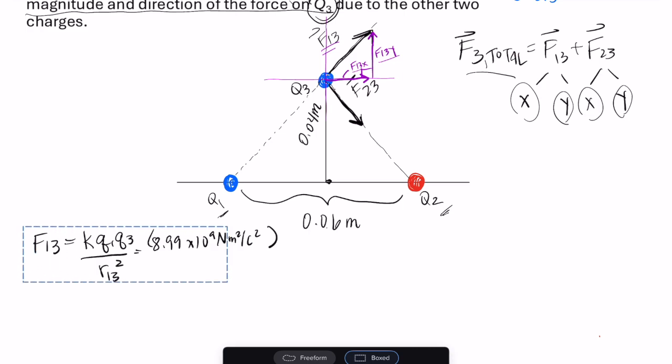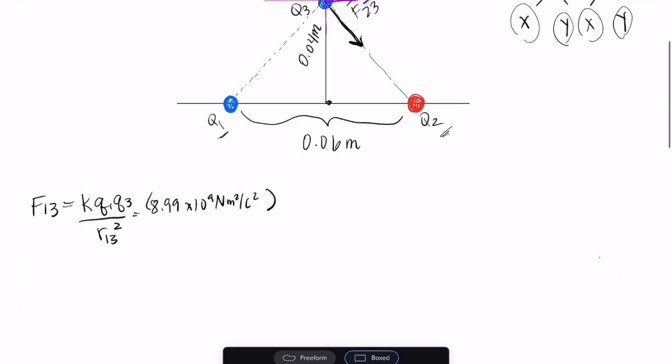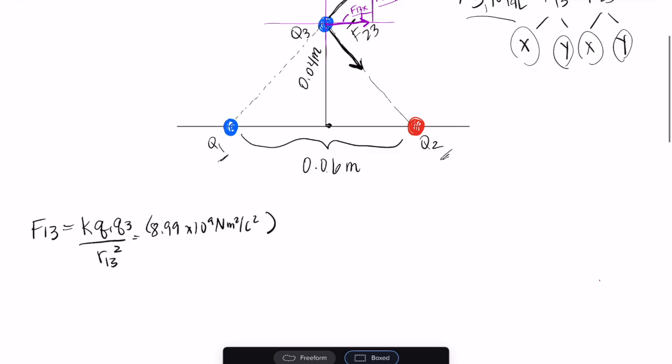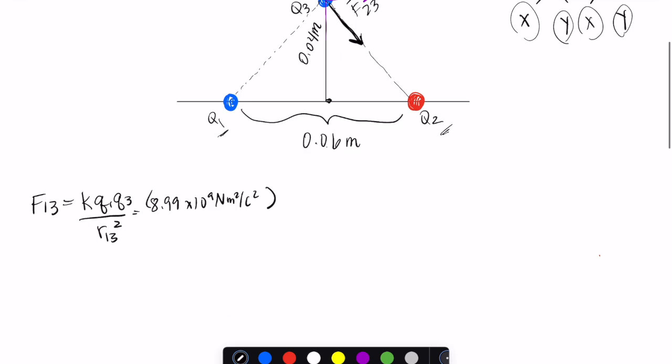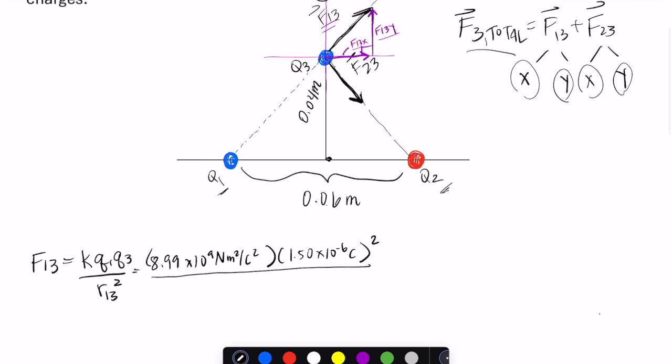Just move that down a little bit. Okay, Q1 and Q3, well, they're both positive 1.5 times 10 to the minus 6. So I can just square that term. And then what's the distance between 1 and 3? Well, we're not exactly given that information, but we can figure it out. So we have another triangle, right? In order to find this distance here, we got to look at another triangle, and that's our clue here for what we're going to do after this step. So take a look at this right triangle.